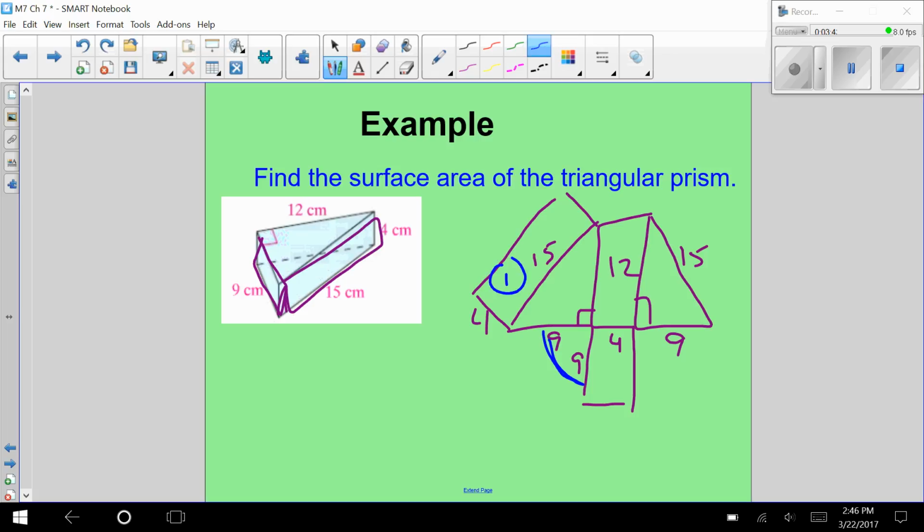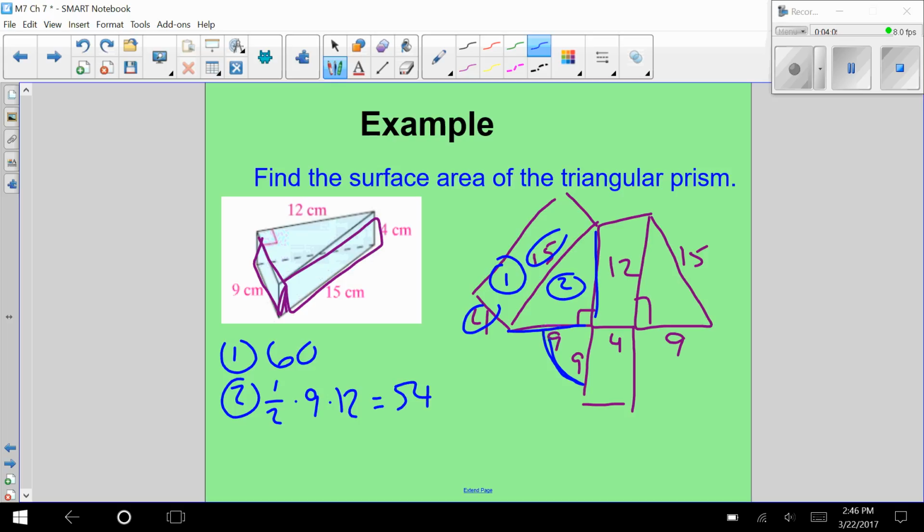Now what I like to do is just number my pieces and find each area. Piece number 1 is a rectangle. 15 by 4, 15 times 4 makes 60. Piece number 2 is going to be a triangle. To find the area of that triangle, I do 1/2 times the base, which would be 9, times the height, which would be 12. 1/2 times 9 times 12 is 54. Piece 3 is another rectangle. It is 12 by 4, so 12 times 4 is 48. Piece 4 is a triangle, and it's the same as 2, so it must be 54.